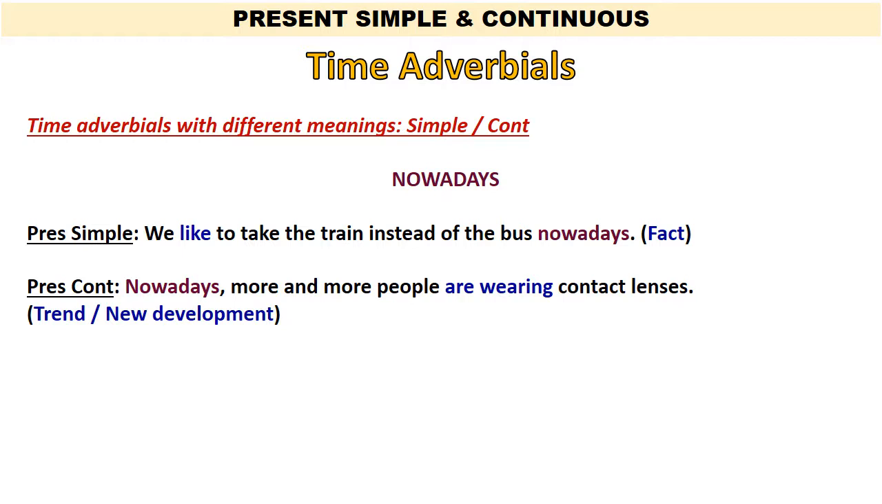We can also use nowadays with the present continuous to talk about a trend or a new development. For example, nowadays, more and more people are wearing contact lenses. So this is an example of a time adverbial that can be used in either tense for a different reason.